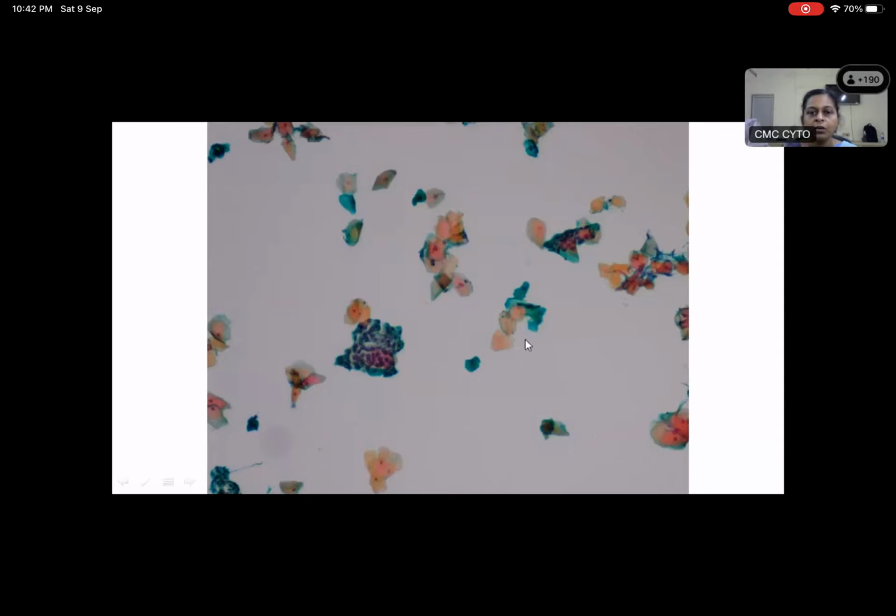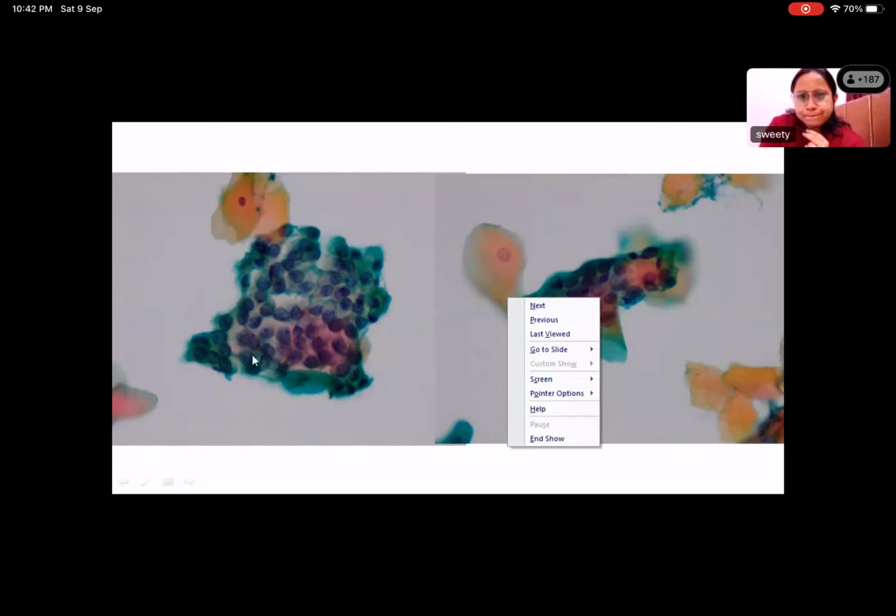So, you can see all these cells in the background, which are all the squamous epithelial cells. What do you think these cells are? Do they look different from these other clusters? Yes, ma'am. These are the honeycomb shaped clusters of cells. These are endocervical cells. Yes, very good.